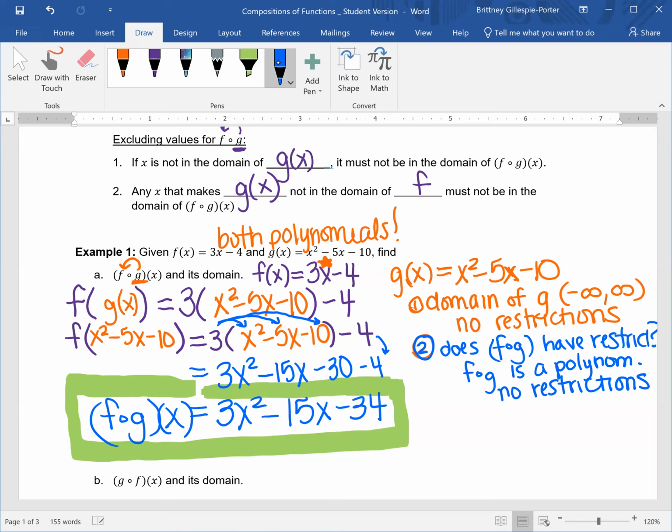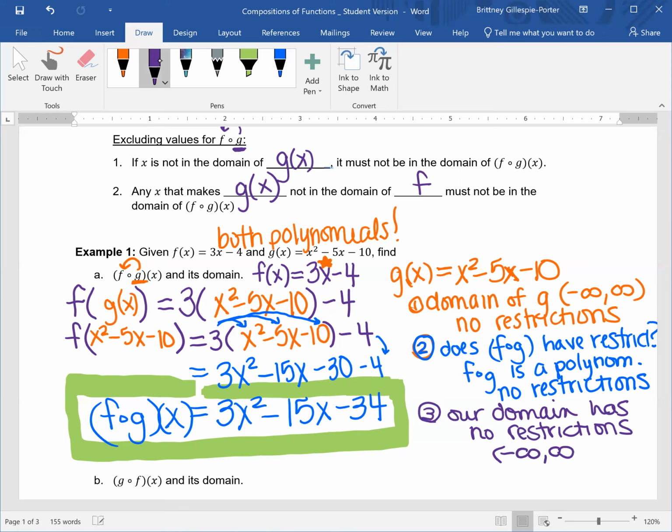And if that's the case, we have no restrictions from g, we have no restrictions from f of g, that means that we have our combined domain with no restrictions. And if we have no restrictions, that means our domain is negative infinity to positive infinity. Polynomials are awesome. They are your best friends because they don't have issues with their domain. Remember, it's all real numbers, negative infinity and positive infinity.